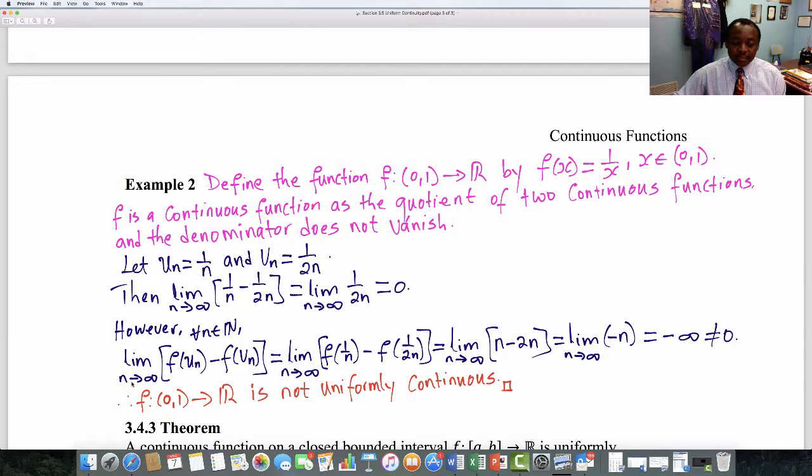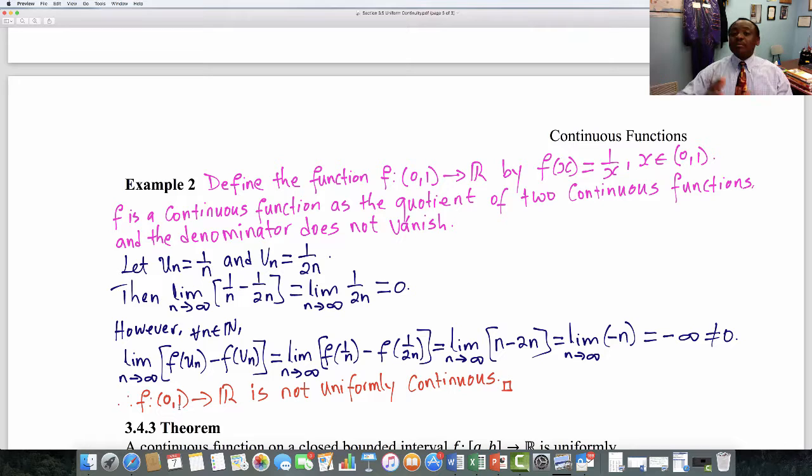But the limit as n approaches infinity of f(u_n) minus f(v_n) would be the limit as n approaches infinity of n minus 2n, which is the limit as n approaches infinity of negative n, and that gives us negative infinity. It diverges to negative infinity, which is different from 0. We have the limit as n approaches infinity of the difference of these two sequences being 0, but the limit as n approaches infinity of the difference of the images is not 0. Therefore, we conclude that f is not uniformly continuous on the open interval (0, 1).